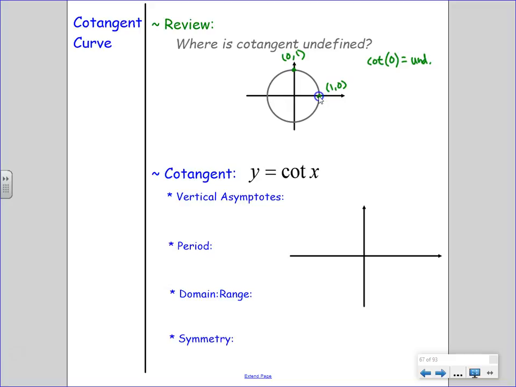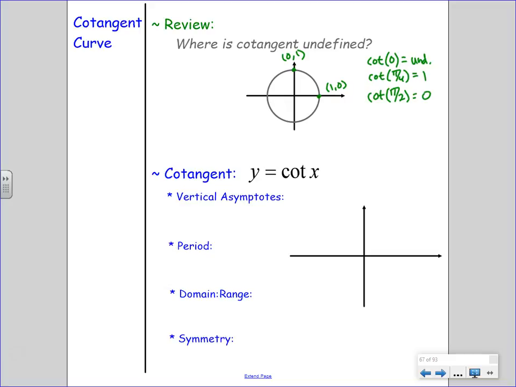But tangent of pi over 2 was undefined, and cotangent of pi over 2, since you flip it and do x over y, is actually going to be 0. So it's like they switch positions. Where tangent was 1, cotangent will be the other. Where tangent was the other, cotangent will be the 1. Now, if we were to do one in between, real quick, pi over 4, the reciprocal of 1 is 1. So that one stays the same, but the locations of these change.